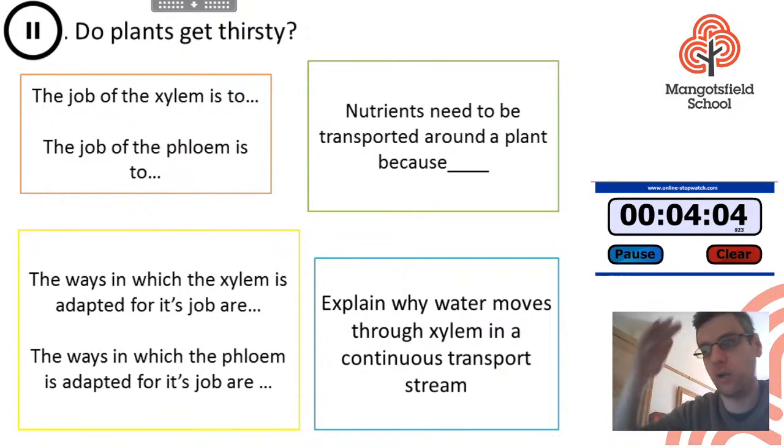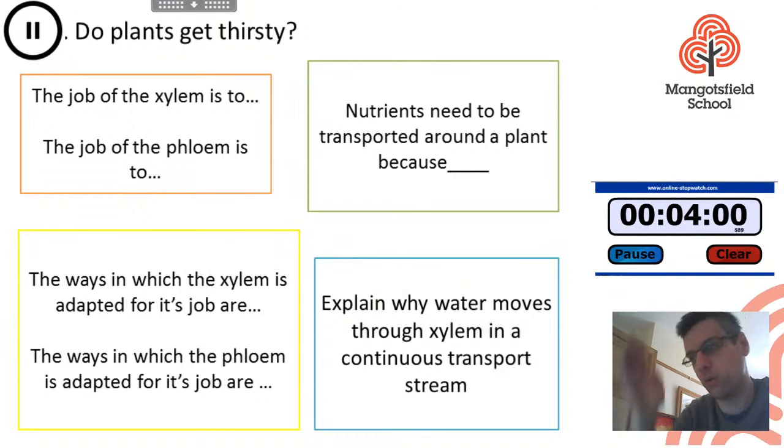It also has holes in the bottom of its cells, in its cell walls, to help turn it into a hollow tube. So the xylem needs to be a strong hollow tube, a bit like a straw, so water can go straight up. So it's got a strong chemical called lignin to help it keep its shape, and it's got holes in its cell wall to turn it into a hollow tube. And that helps the leaves get the water that they need.